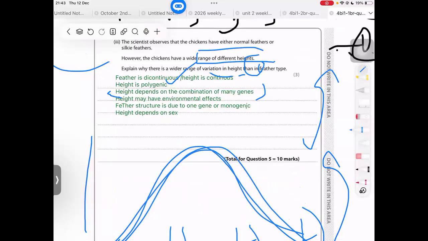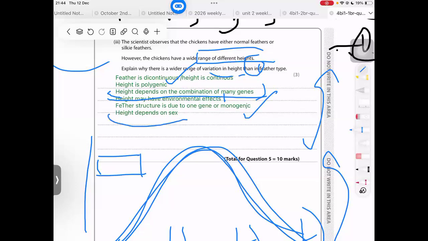Not just that, height depends on our environmental factors as well, right? If you are not taking enough proteins, even if our parents are tall, just because our genes say that we are getting tall, if we did not take enough proteins during our growth spurt, we'll never grow. We'll never increase our height. So height depends on our environmental effects. And if you want to explain about the feathers, you can say feather structure happens only due to one gene because it is monogenic. You can mention like that.